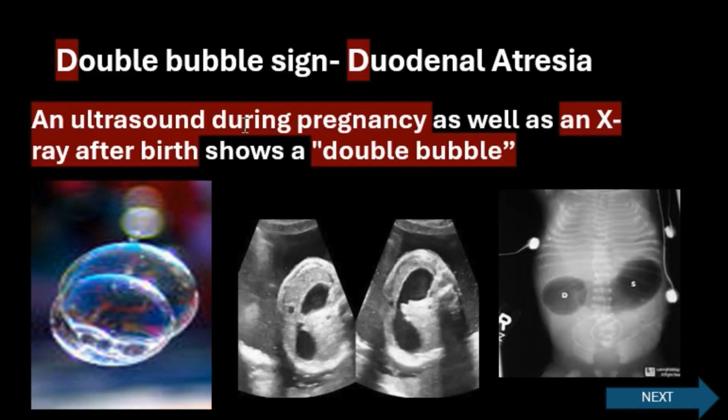An ultrasound during pregnancy as well as an X-ray after birth shows double bubble. This is the ultrasound image during pregnancy and this is the X-ray after birth. Both these images showing a double bubble for duodenal atresia.